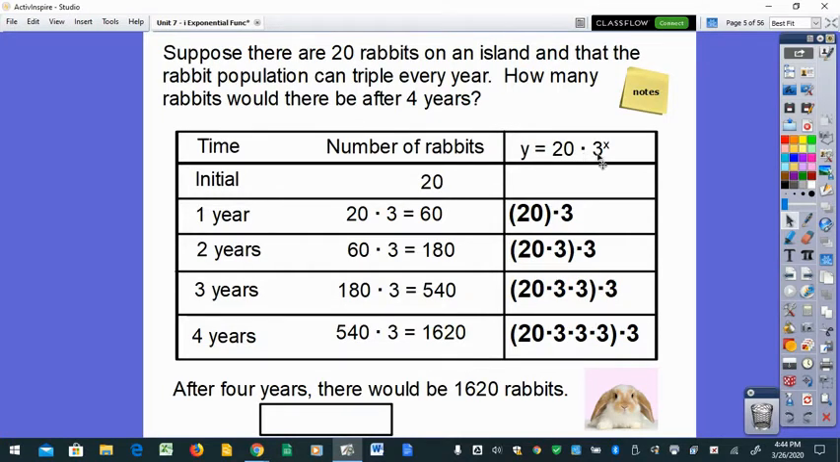If you look at this right here, you can see the formula developing with the start amount, and then it's times a base of 3, that factor of 3, and the x would be replaced by how many years. So if we put a 1 in for x, we would get the 60, and if we put the 2 in, we'd get the 180, and you can see where this formula develops.